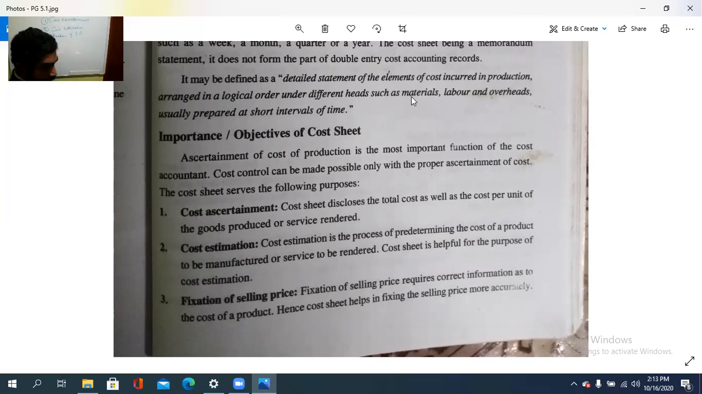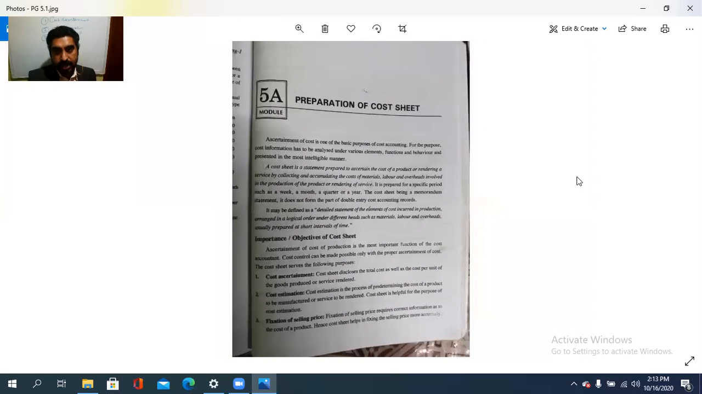Selling price requires correct information as to the cost of a product. Fixation of selling price requires the correct information as to the cost of a product. Hence, the cost sheet helps in fixing the selling price more accurately. So that is fixing the selling price.